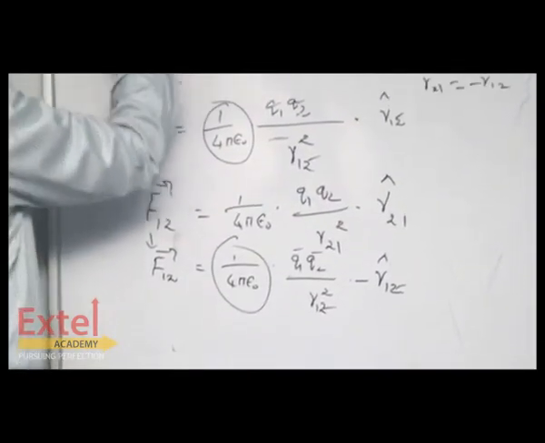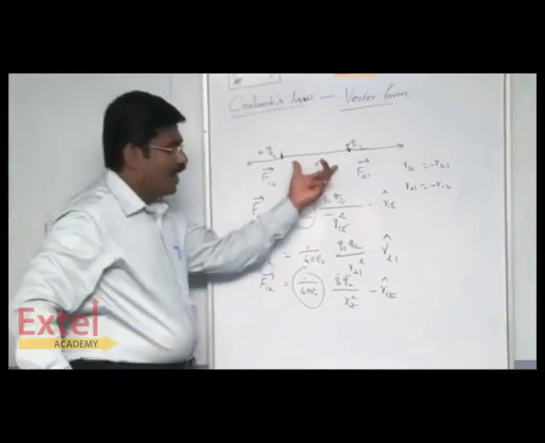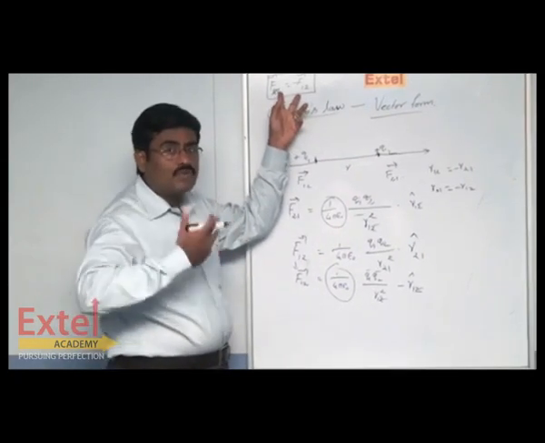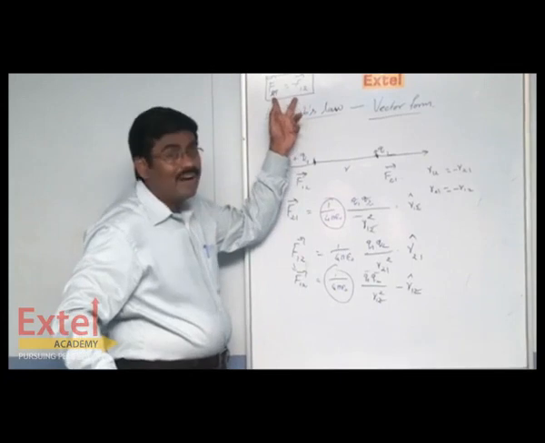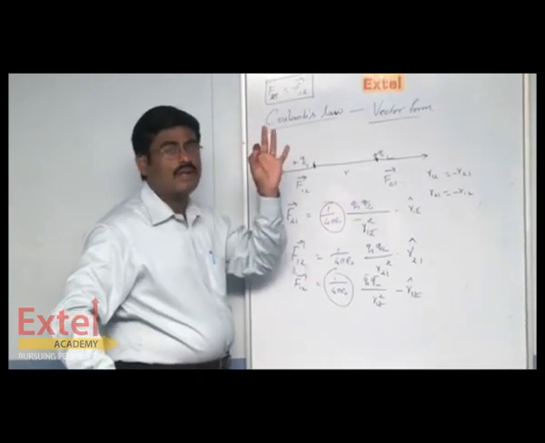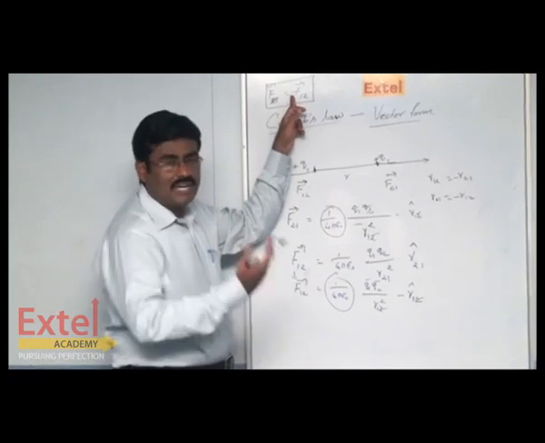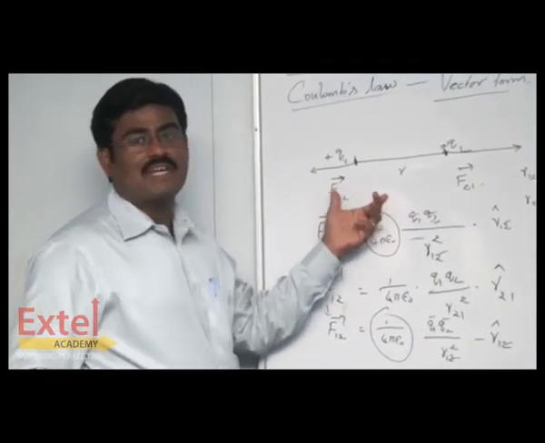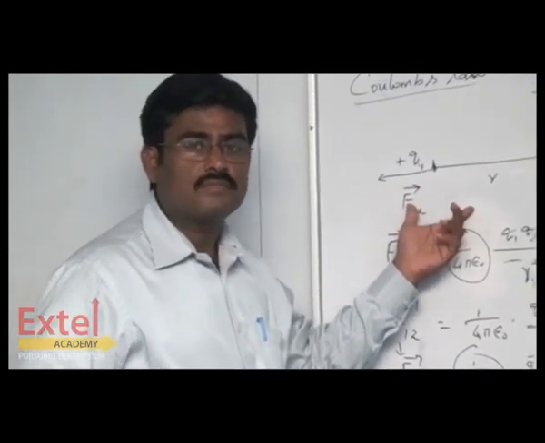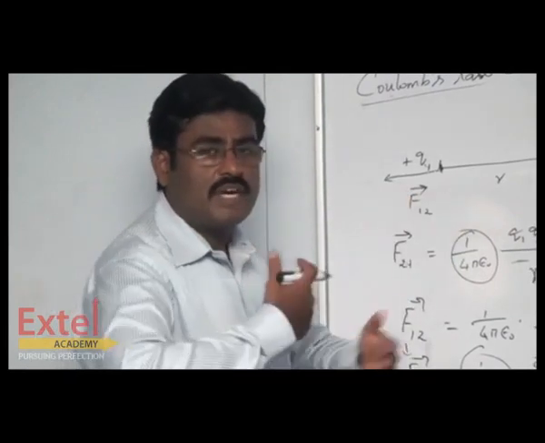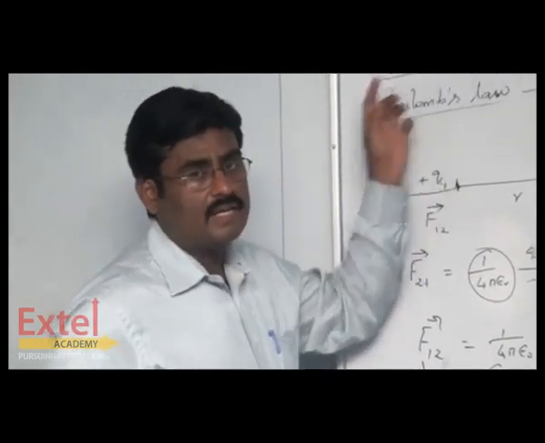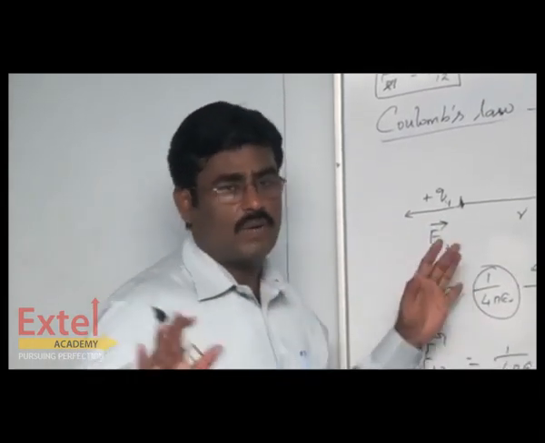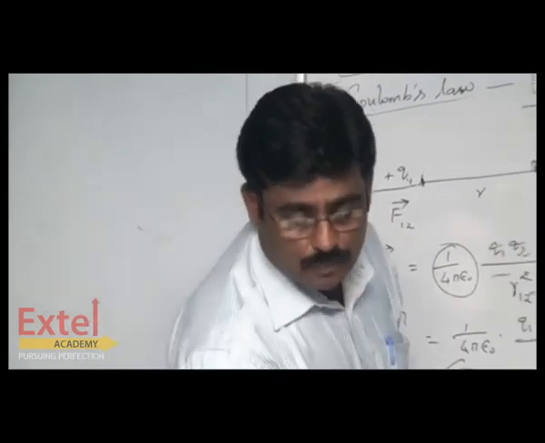So from this, what we have understood is, when two point charges are kept at a distance apart, the magnitudes of the forces exchanged between the two charges are equal, but the direction in which they are exchanged is opposite. That's the beauty of understanding in this vector analysis of Coulomb's law. I hope you have understood that the directions of the forces exchanged are opposite, and the magnitudes of the forces exchanged between the charges are equal. Now we will move to the next topic.